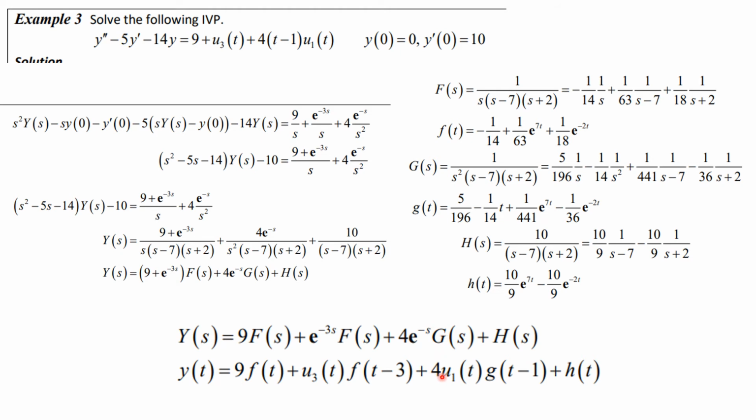And this is going to be 4 times the Heaviside shift function 1, and this is going to be g, which is here, and instead of having a t, I'm going to have a t minus 1 everywhere, plus, and then this is h(t).